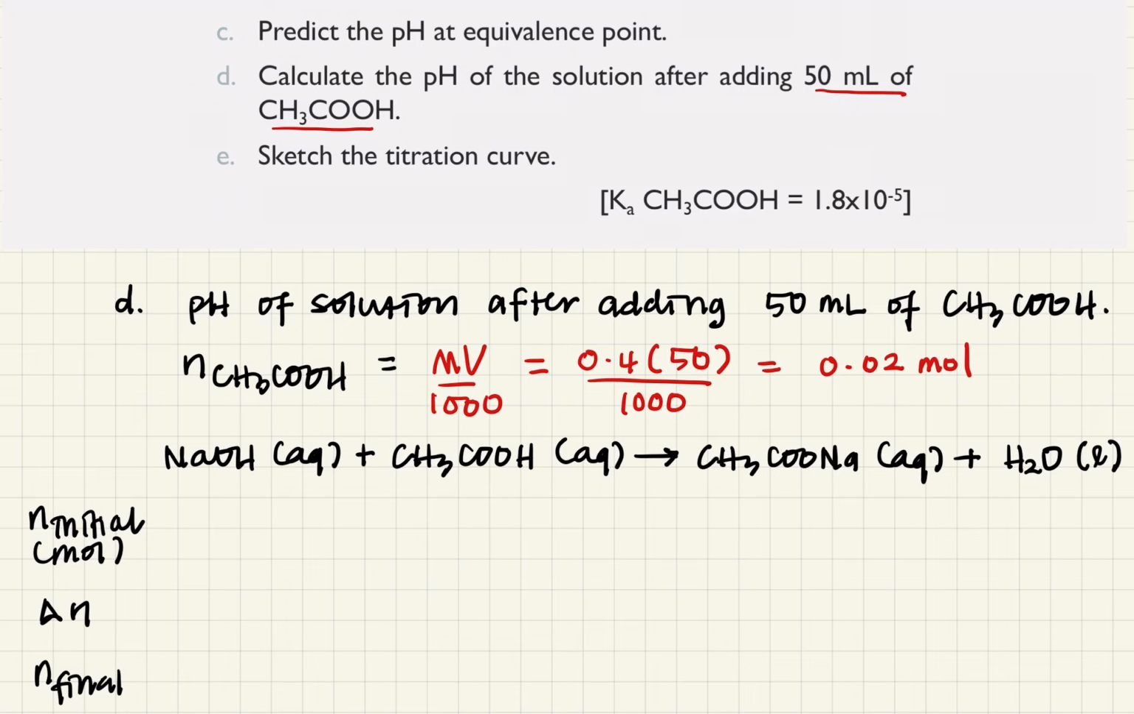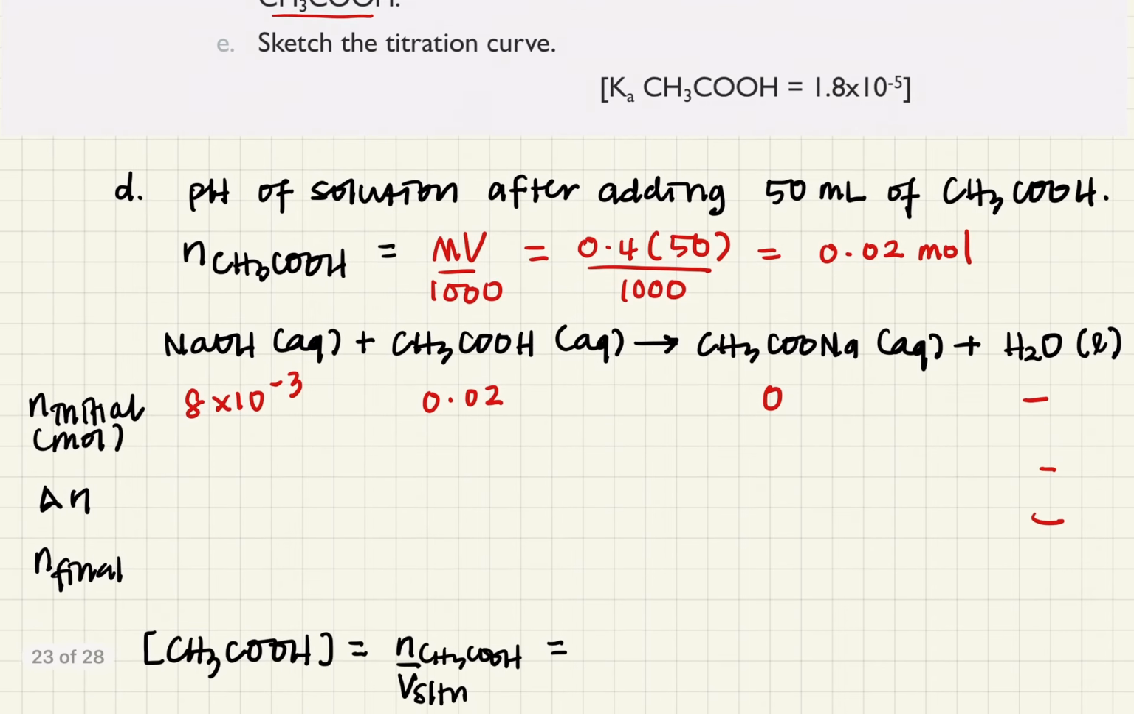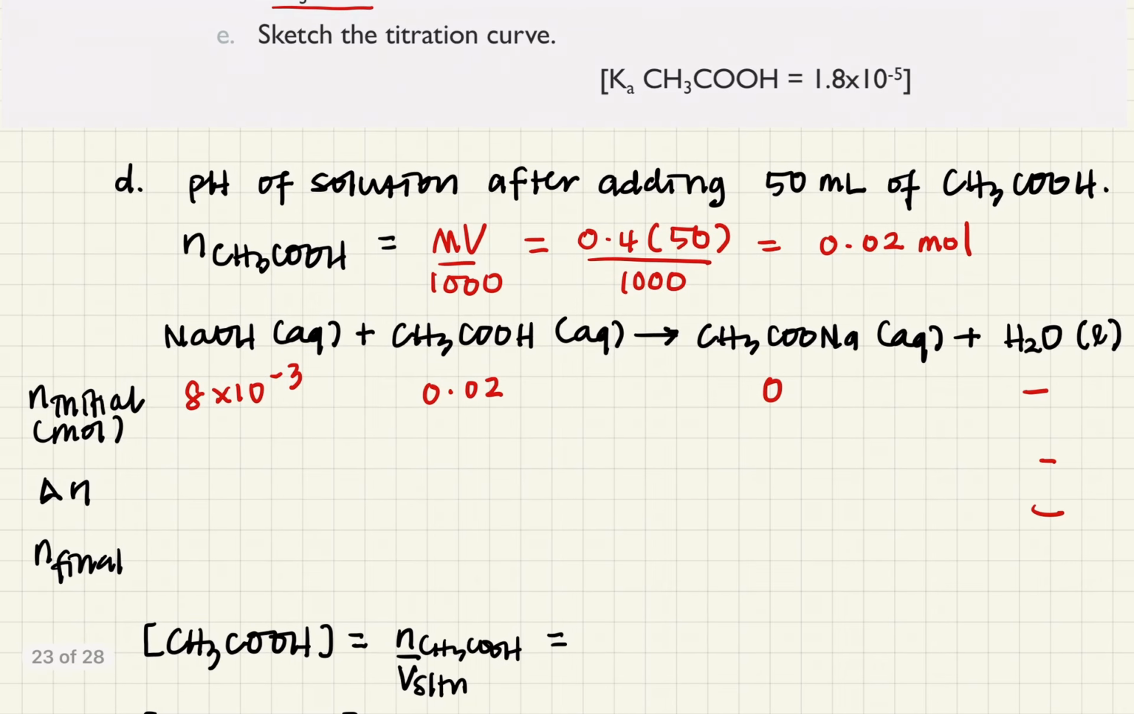So tadi kita dah kira kan sodium hydroxide punya number of moles. So masukkan je 8 times 10 minus 3. So here you have 0.02. Ni kosong, ini dash dash dash. So the change in number of mole will depend siapa yang lagi sikit. Okay, so it will be your sodium hydroxide punya mole.